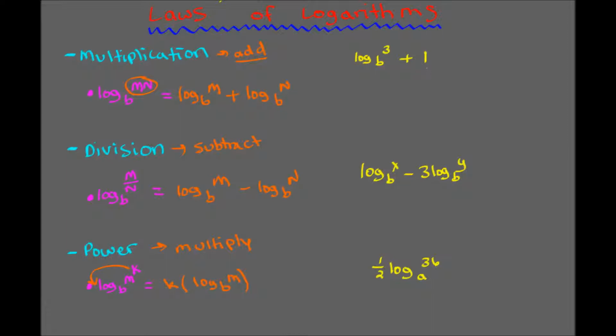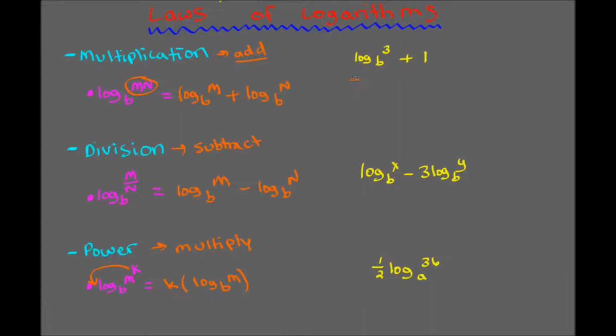So let's try these practice ones. We have log base b of 3 plus 1. The first thing we need to see is that they have the same base. This has the base of b, but 1 is not a log. So the first thing we have to do is make this a log. The way we would make it a log is we have to see what power we have to raise b to in order to get 1. If we take b to the power of 1, what will we get? And the answer is b, right?